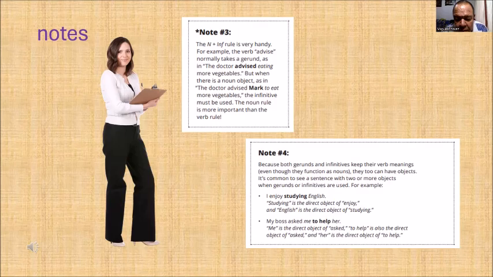My boss asked me to help her. Me is the direct object of ask. To help is also the direct object of ask, and her is the direct object of to help.